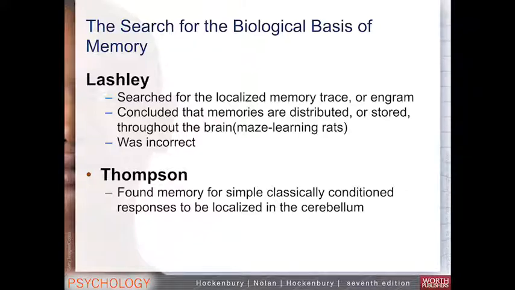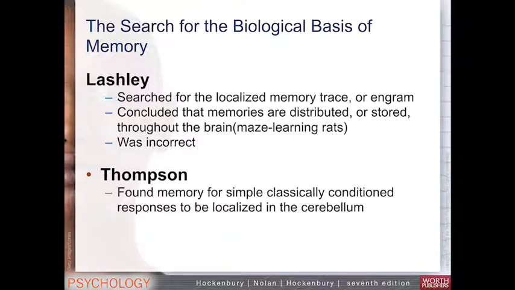And so Lashley had this theory that memories are distributed or stored throughout the brain. And so he believed that because they were distributed throughout the brain, he could take a rat, train it on a maze, and then he could actually destroy parts of the brain and get the rat to forget how to actually go through the maze. And so the interesting thing was the underlying idea was in the right direction, but he was ultimately incorrect because he could never demonstrate the support for his theory.